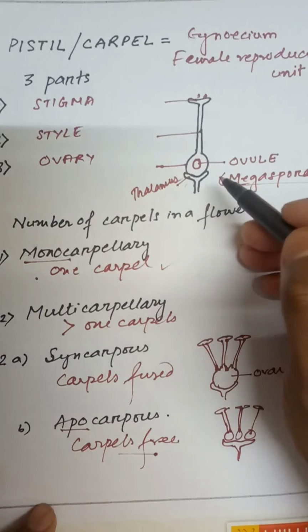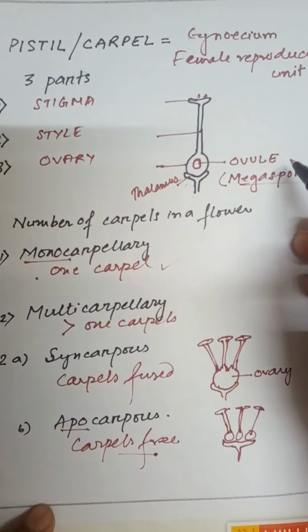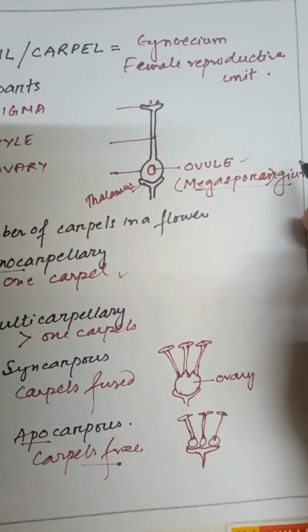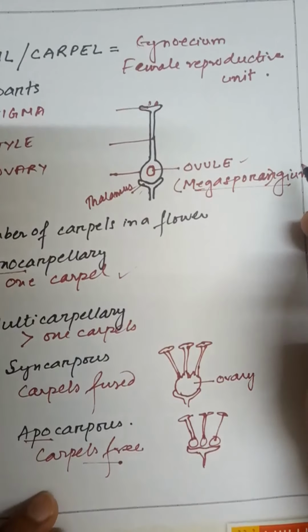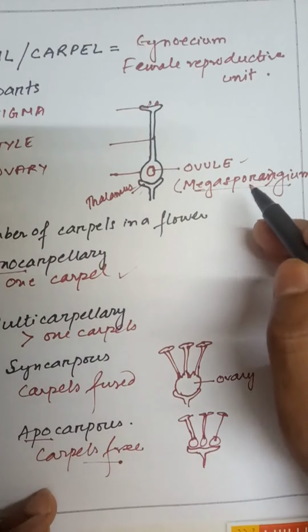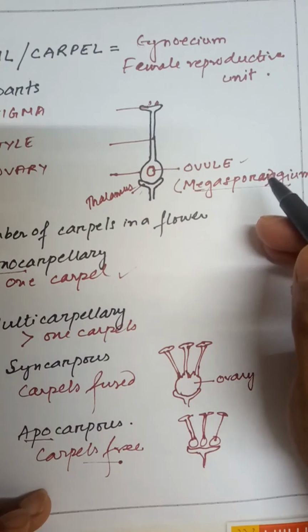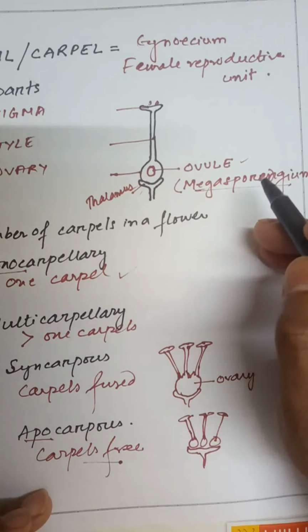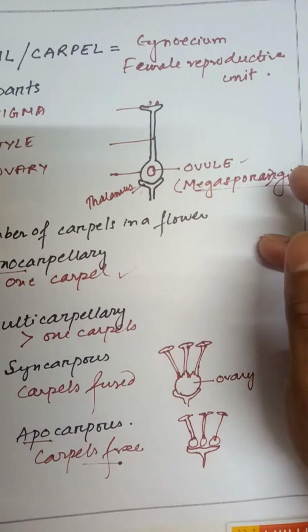Now inside the ovary there is a structure which is called ovule, and ovule is called the megasporangium because the megaspore, which is the embryo sac, lies within this ovule, hence ovule is called megasporangium. I hope you remember the term microsporangium. Microsporangium bears the microspores, that is the pollen grains. Similarly, the megasporangium or the ovules bear the megaspore, the embryo sac.